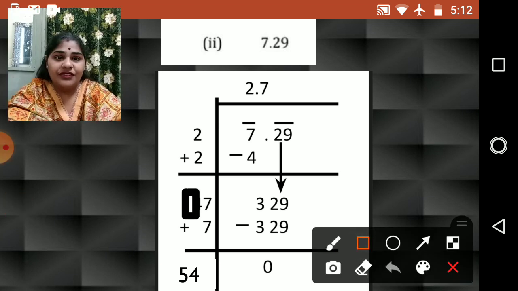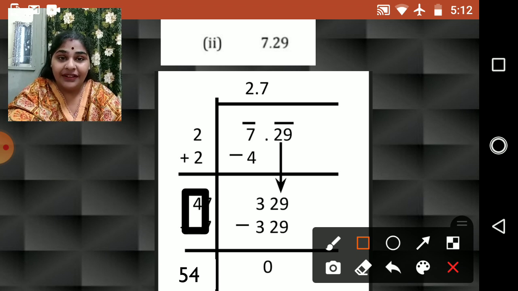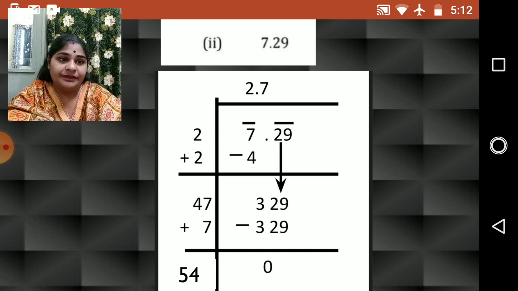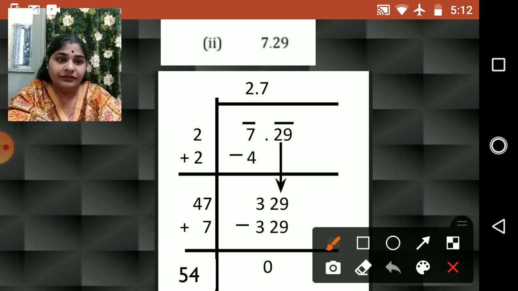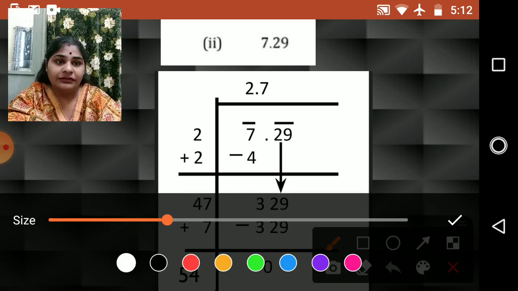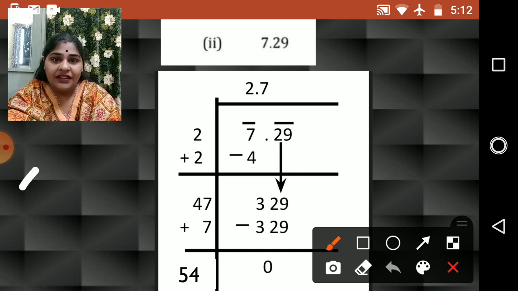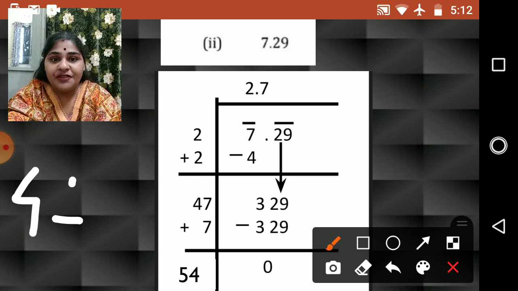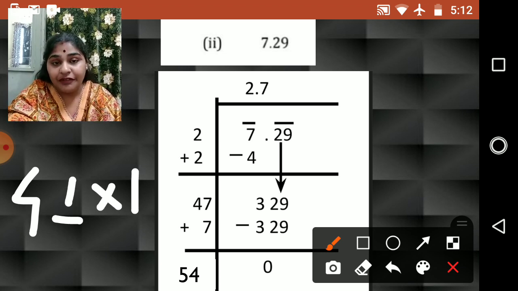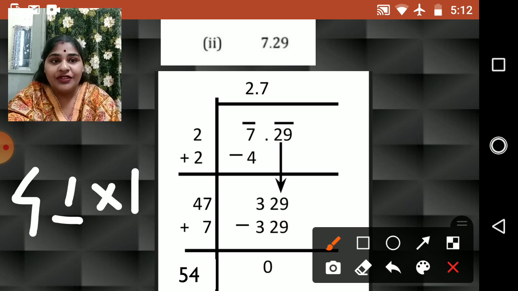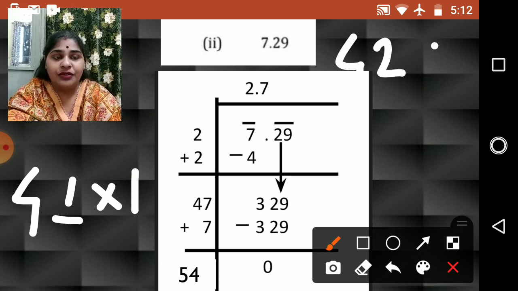Yeah. So here you can see there is a 4 number, right? So here you will take 4, suppose. Suppose it is 4 and here is dash. So I will first put 1 into 1. So 41 into 1 will be 41. So next step I will take 42 into 2.